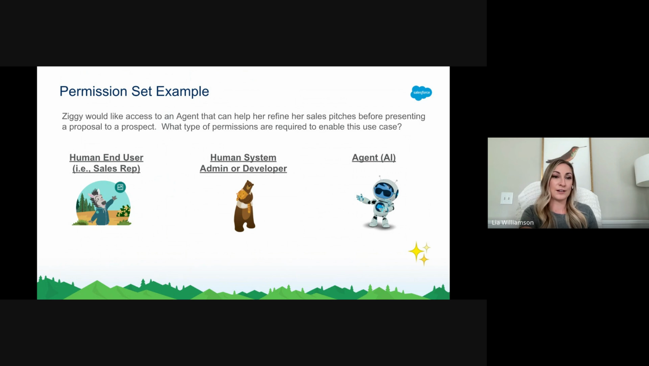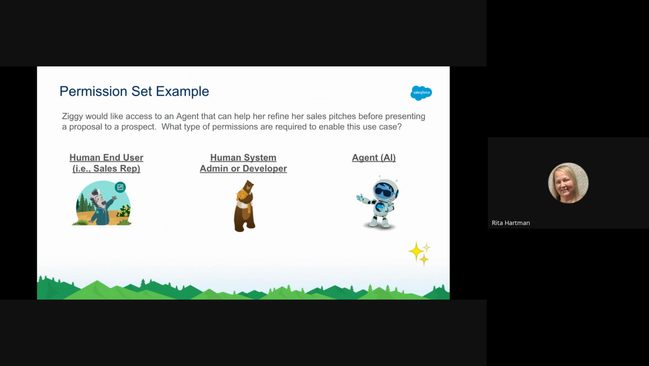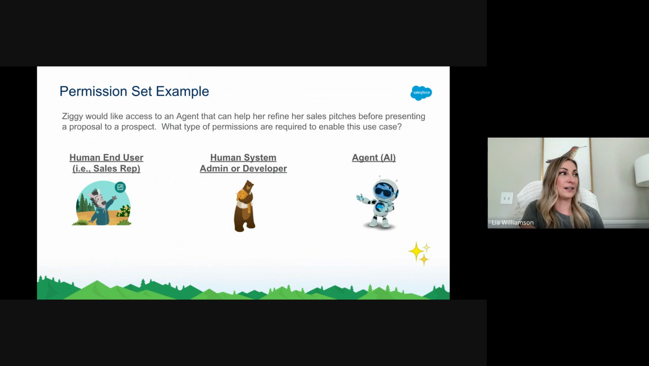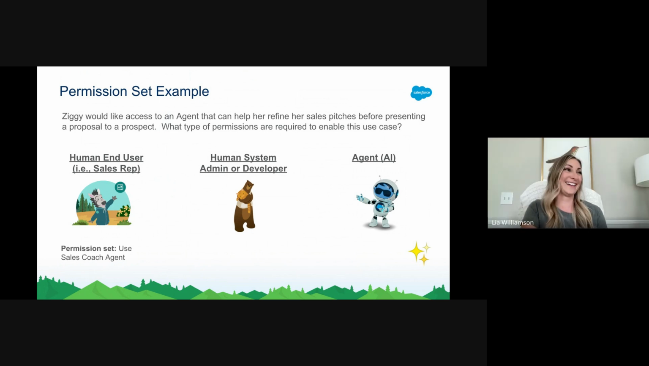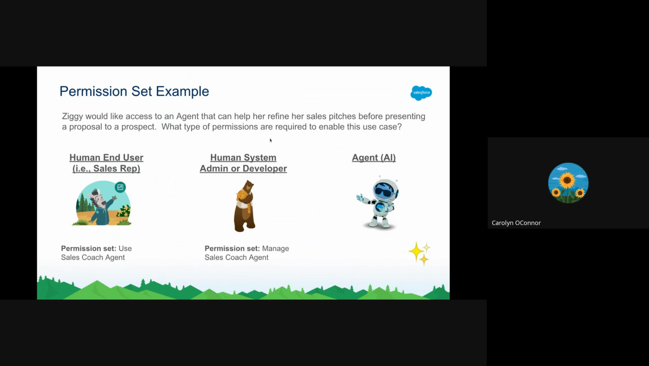And if not, no pressure. The user agent permission. Very, very close. Yep, use sales coach agent. All right, and then same thing for system admin or developer. Anyone remember the name of that permission set? I took a screenshot, so I'm cheating, but it's manage sales coach agent.